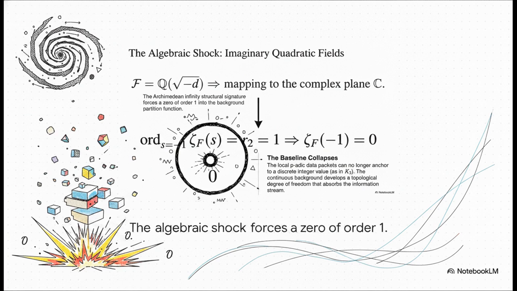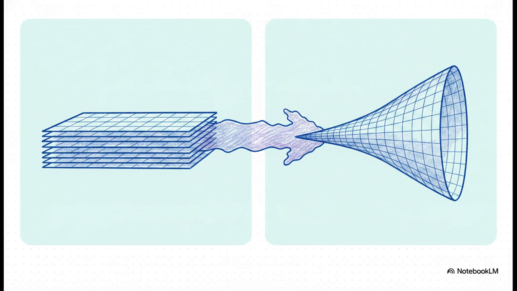This shift creates a massive algebraic shock to the system. By mapping directly to the complex plane, we force a 0 of order 1 into our partition function. You can actually see it right there where the zeta function evaluates to 0. And because of this sudden 0, our entire classical discrete baseline just collapses entirely. Suddenly, the local data packets have absolutely nothing solid to anchor to. So what happens? It triggers a dramatic topological shift.